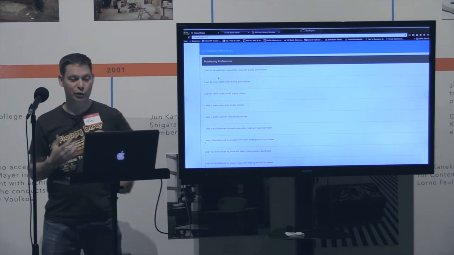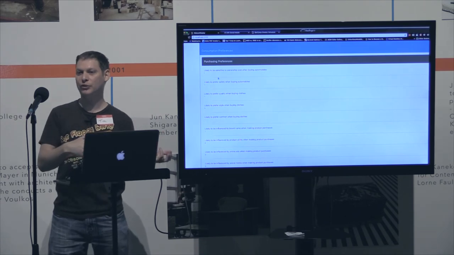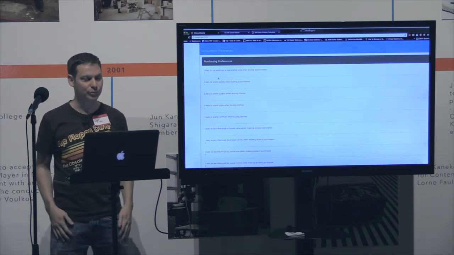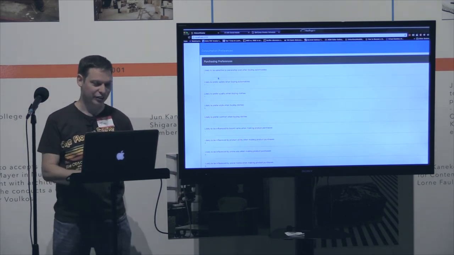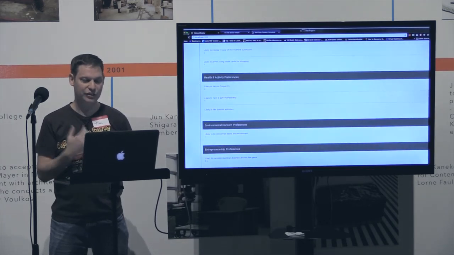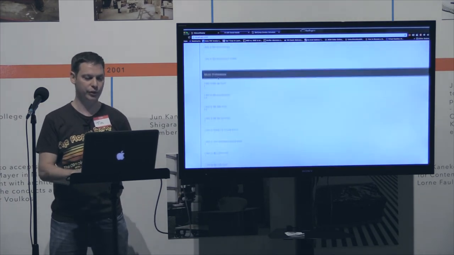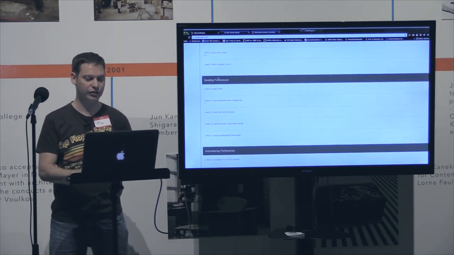Likely to be sensitive to ownership costs when buying automobiles. How the heck do you find that with 2,000 words? It's kind of mind-boggling to me. But, you know, they're there. Health and activity preferences, environmental, entrepreneurship preferences, movie preferences, music, reading, volunteering.